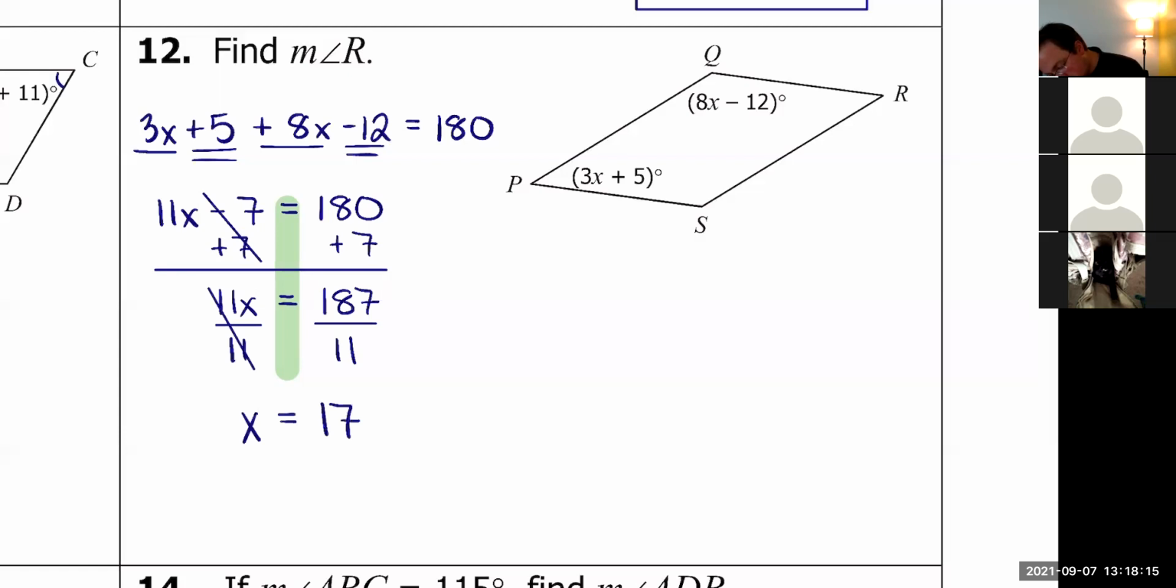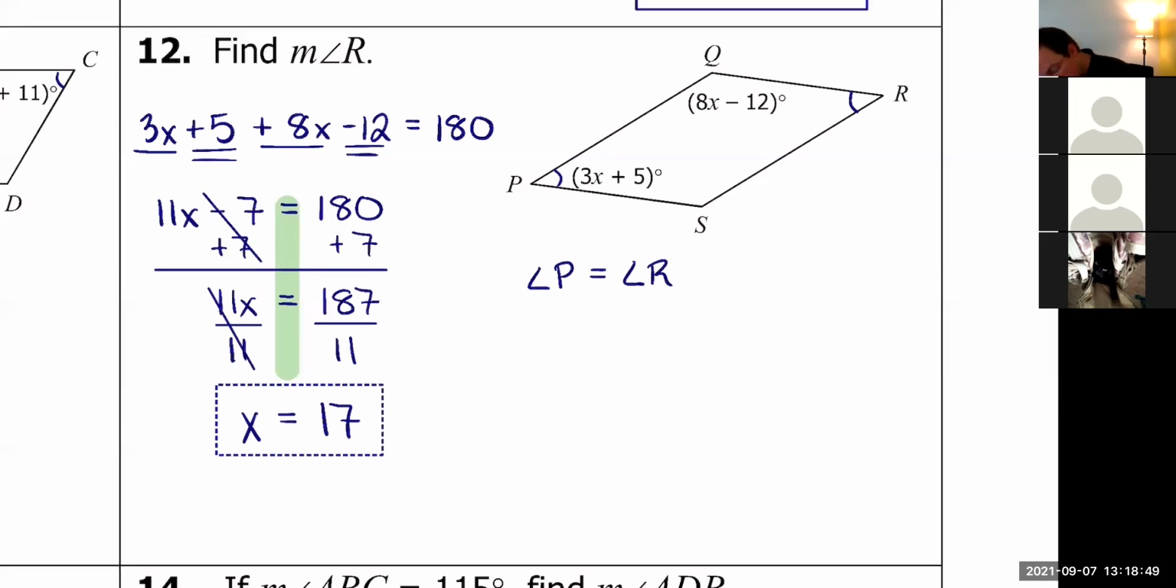Make sure you read the instructions. X was just something I was missing. It's going to help me find what I'm actually looking for, which is angle R. Now I paused for a moment and I realized, well, angle R, I know nothing about. However, I do know angles P and R are opposite each other, which means they are congruent. So whatever angle P is will equal angle R. So theoretically, if I know the measure of angle P, do I also know the measure of angle R?